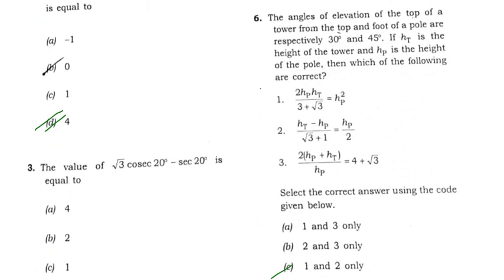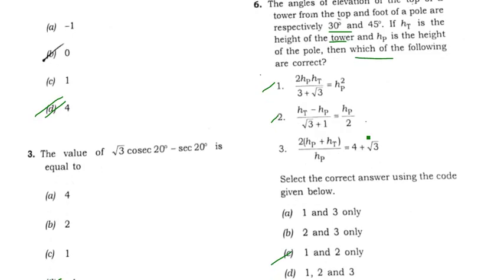The angles of elevation of the top of a tower from the top and foot of a pole are respectively 30 degree and 45 degree. If ST is the height of the tower and SP is the height of the pole, then which of the following are correct? Actually the first one and second one are correct. 2SP upon ST is 3 plus root 3 equals SP square, and ST minus SP upon root 3 plus 1 is equal to SP upon 2. So these two statements are correct.